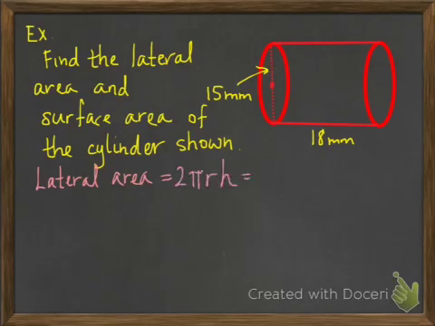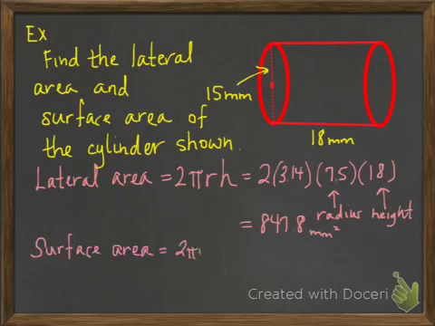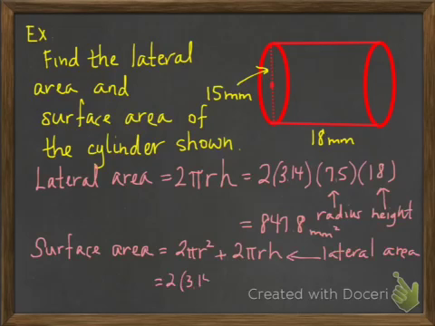Remember, the lateral area is just the rectangle that you would get if you unfolded this thing. So 2 pi r h. The r is the radius and the h is the height, 18. So you get 847.8 millimeters squared. The surface area is going to be that lateral area plus two circles. You got to include the circle at the top and the circle at the bottom. So when you do the math, you get 1,201.1 millimeters squared.